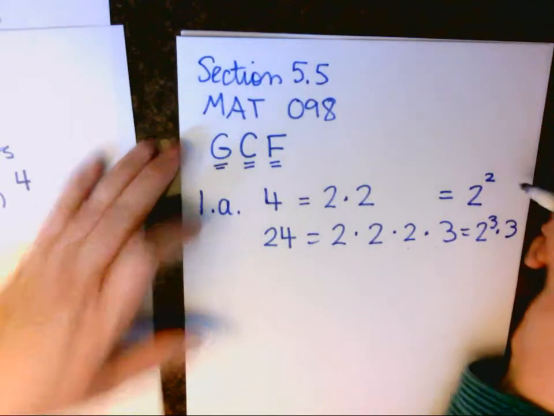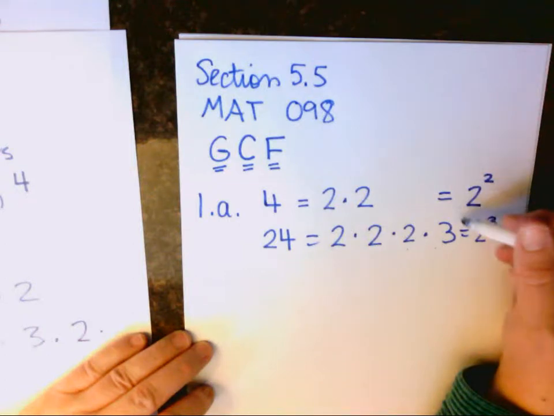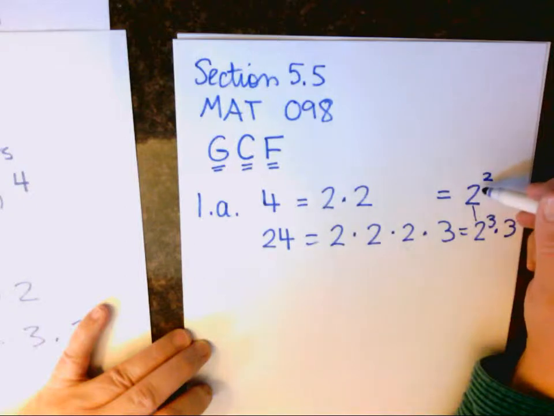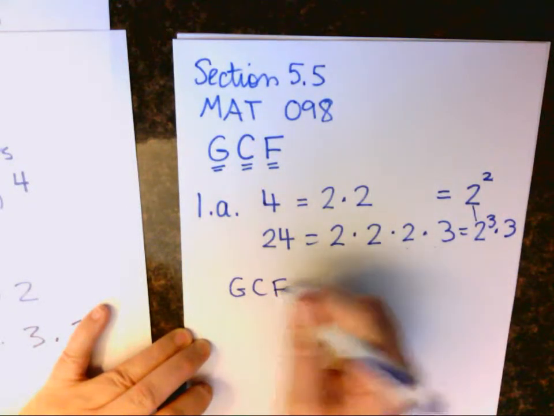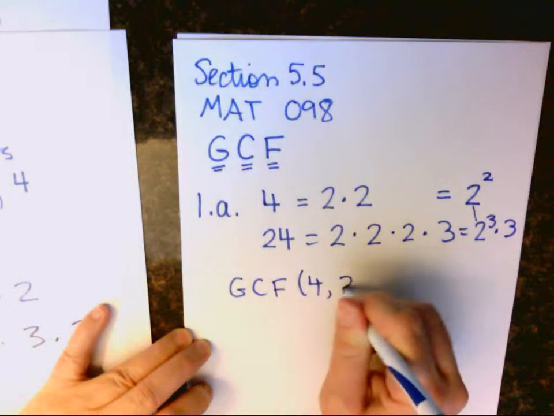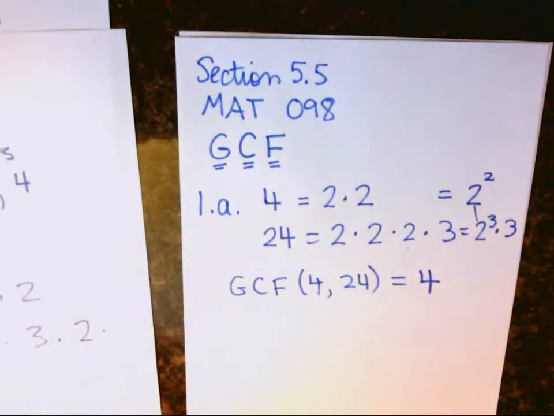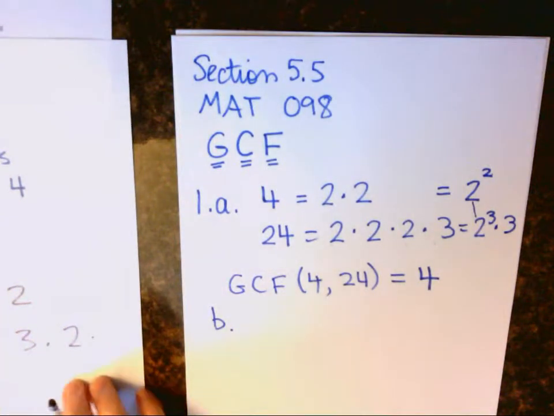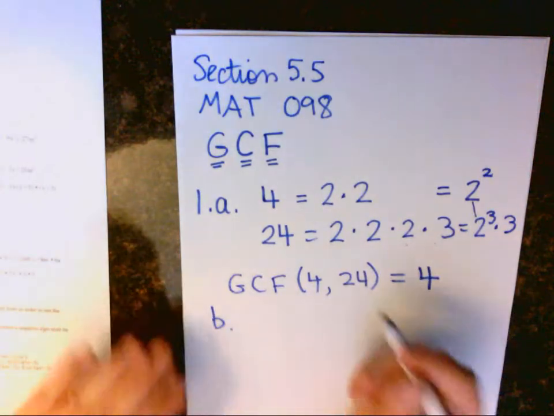To get the greatest common factor, it has to be common to both. So you want to pick the lowest power of whatever they have the same. They only have 2's alike, right? And we pick the lowest power. So the greatest common factor of 4 and 24 is 2 to the second, 4. 4 is the largest thing that divides both of them. Okay. A lot of these you'll be able to tell by looking at them without really having to do much work.